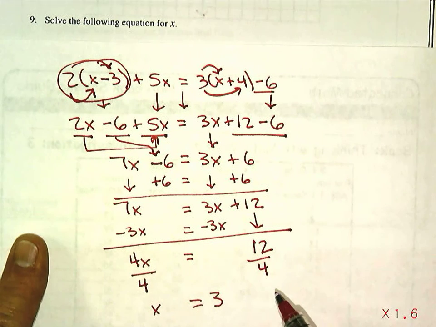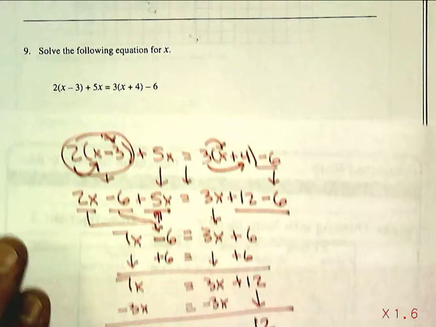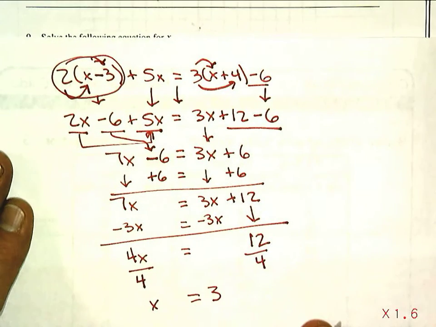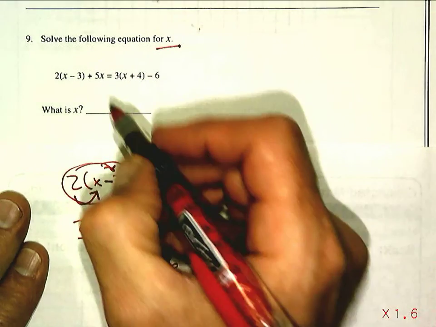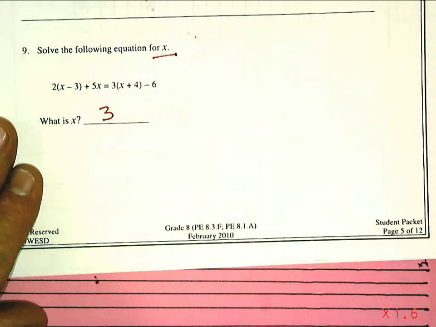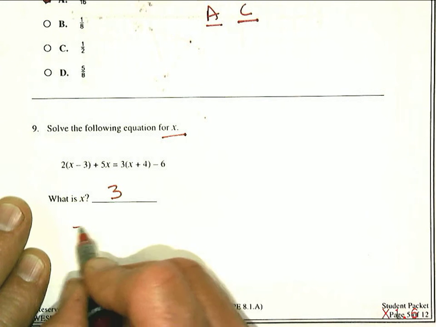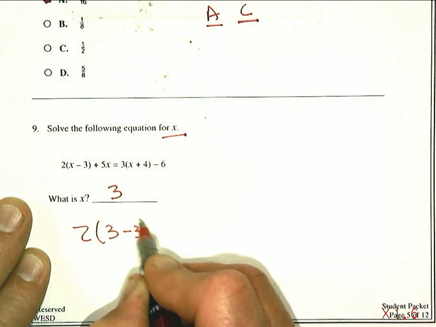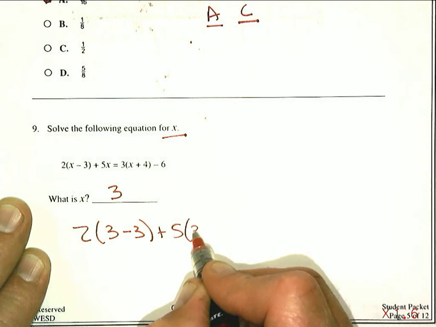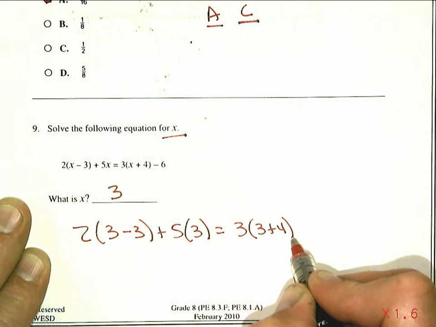So all that work is what it took for me to get to the answer. When it says solve the equation for x, that's what I just did. All of this is how you solve for x. And the answer is 3. X is 3. So if I actually put that back in and I wanted to prove that that was true, I could go back into this problem, and it says 2 times 3 minus 3, because that's what x is equal to. X is 3, plus 5 times 3 equals 3 times 3 plus 4 minus 6.